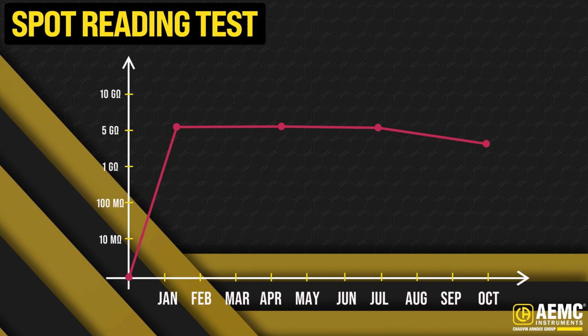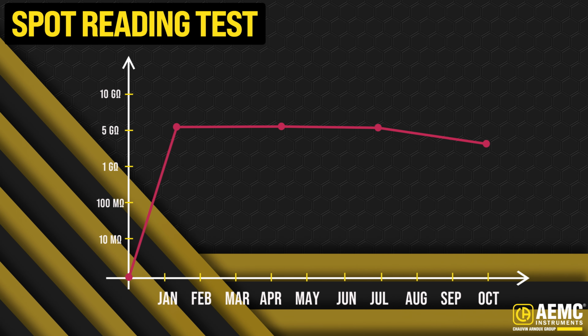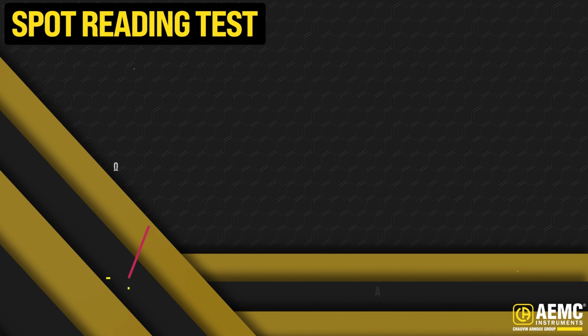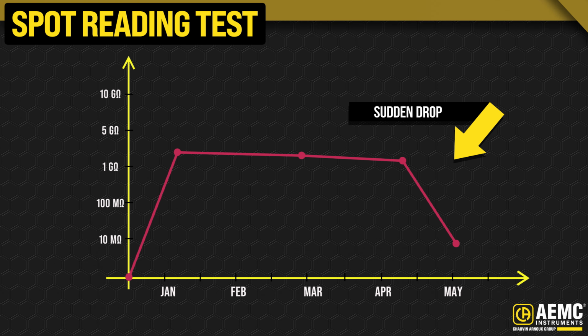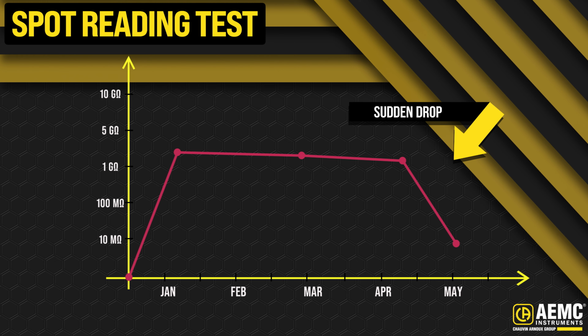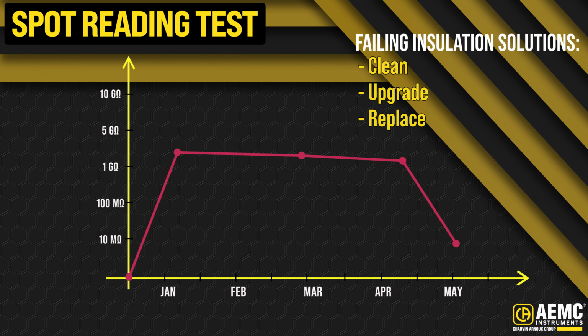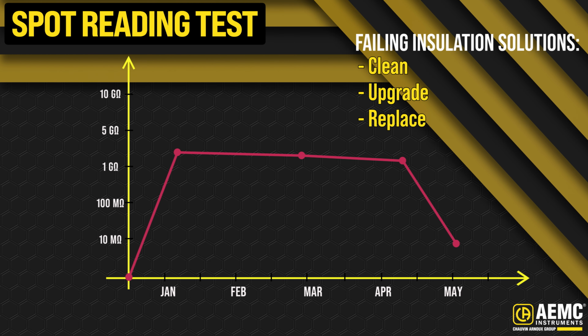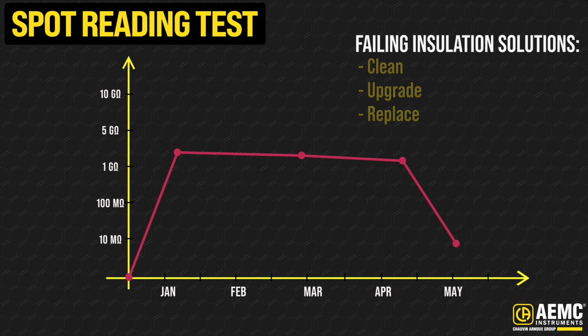Comparing a series of tests over time, all at the same voltage and duration, can show insulation deterioration trends. If you notice a sudden drop after the consistent readings, it's likely the insulation is failing and needs attention, such as cleaning, upgrading, or replacing the insulation.